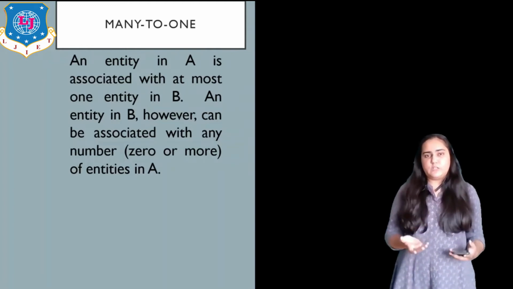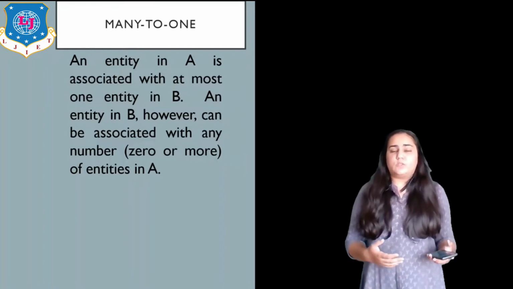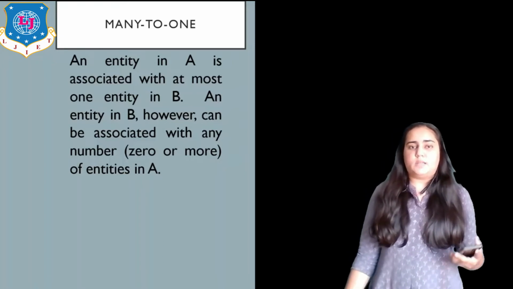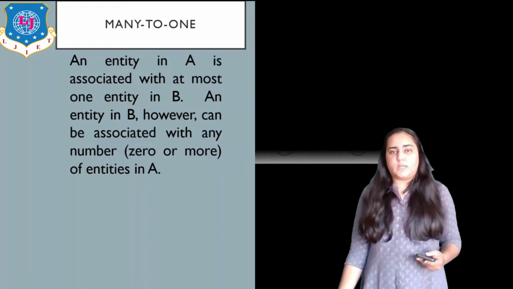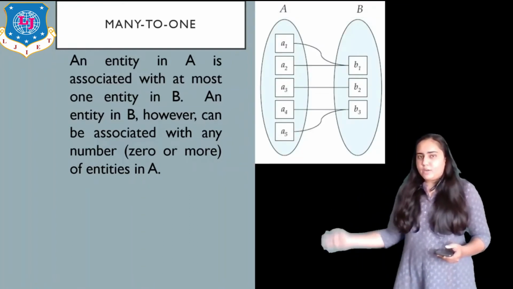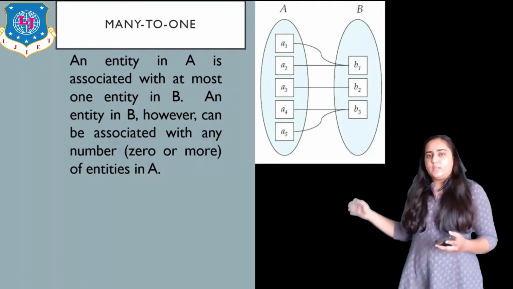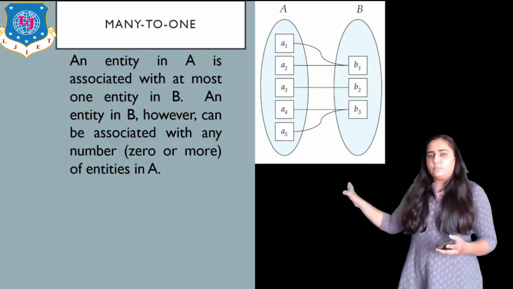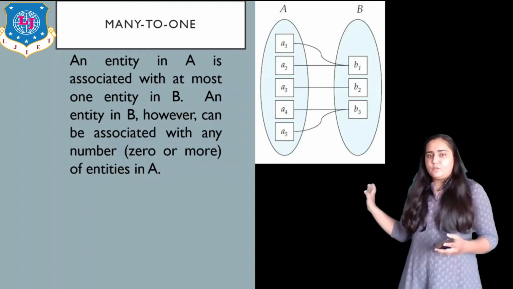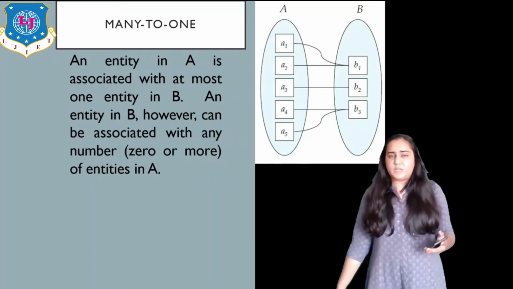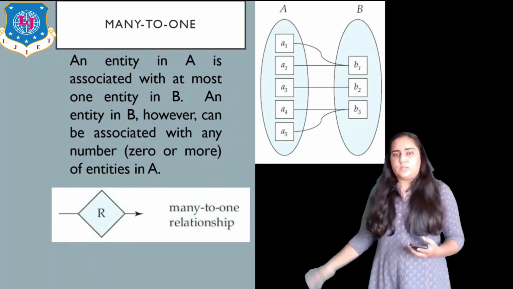And so the definition of many-to-one is the opposite of one-to-many. It says an entity in A is associated with at most one entity in B, and an entity in B can be associated with any number, 0 or more, of entities in A. And so there's a diagram for it in which several entities of A are present, and they are associated with only one entity in B. But from B, every entity is associated with several entities in A. So that's a many-to-one relationship. And to show that in a diagram, we do this.